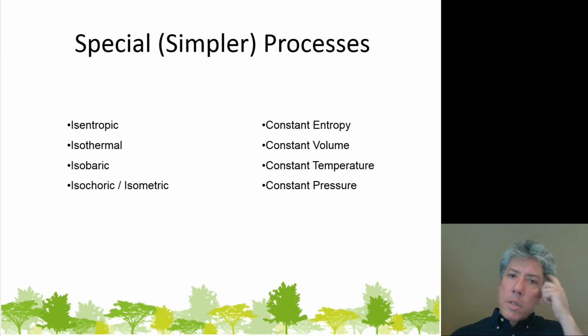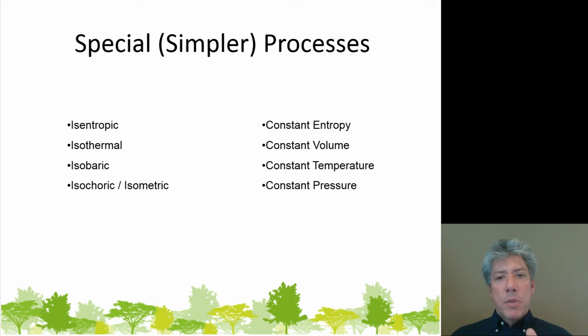Now there are simpler types of processes that we will want to consider. And these simpler processes often revolve around one particular property of the system remaining constant. So you might guess, this is kind of a matching game here, you might guess what isothermal means. Isothermal means constant temperature. That's right, that's what it means, okay? Isobaric, what do you think that is? Well, if you know anything about pressure, you know that bar is a measure of pressure, and so isobaric means constant pressure.